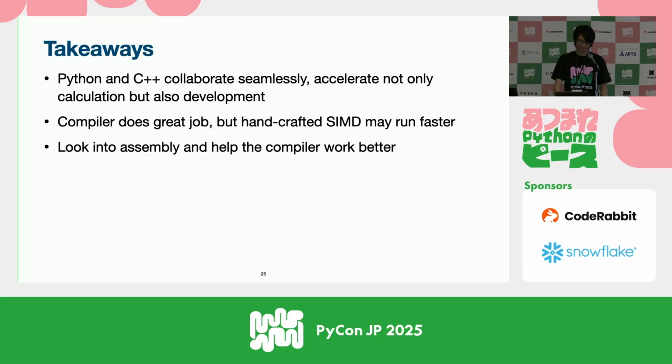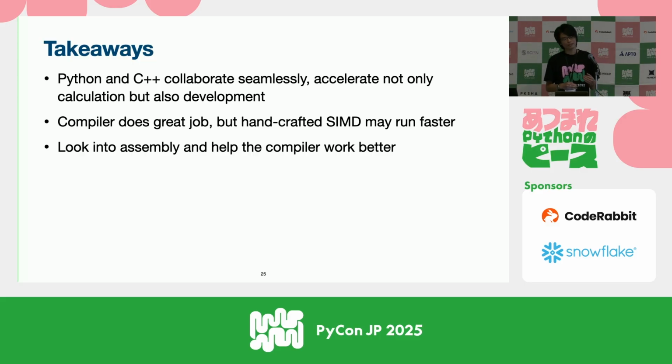So here's the takeaway. First, I would like to say that Python and C++ actually work together very well. It can accelerate not only the calculation or the critical runtime, but also the development, because I don't need to handle those complex errors. Then, the compiler did a really great job of helping me make the row pointer 7 times faster. But handcrafted SIMD might possibly run faster, and it's worth a try.